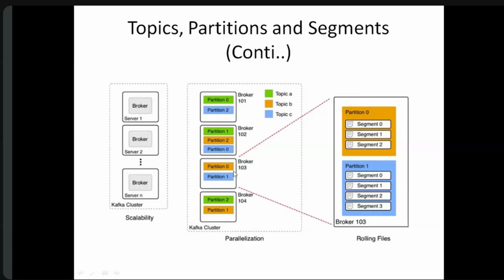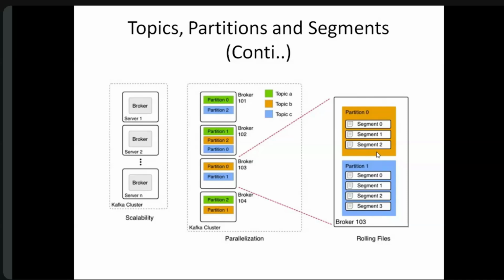Now we were talking about the segments. I'm talking about this broker 3, which is mentioned in this big rectangle. This orange one is partition 0, as you can see here, and this one is partition 1. Now I was saying that a partition will store the segments. So segment 0, segment 1, segment 2. Similarly, segment 0, segment 1, segment 2, similarly, segment 0, segment 1, segment 2, segment 3.